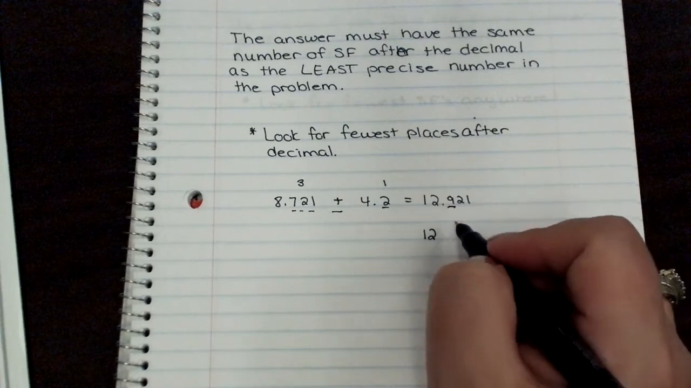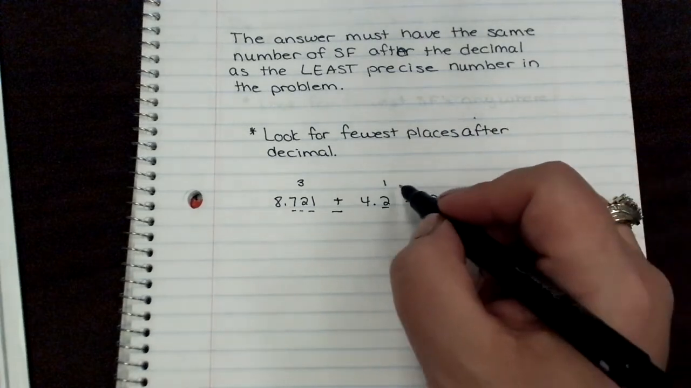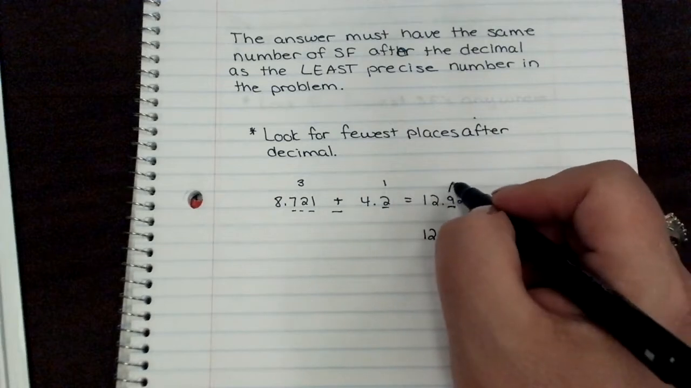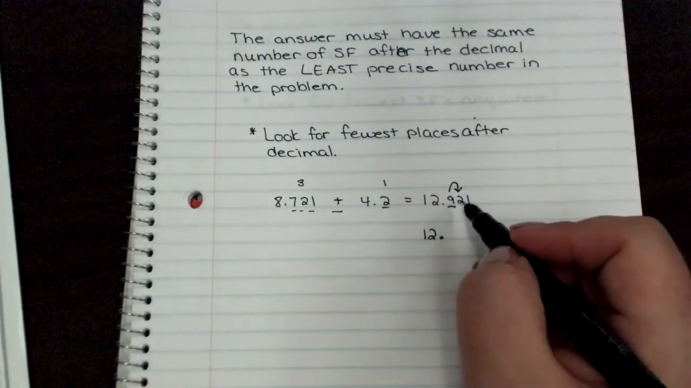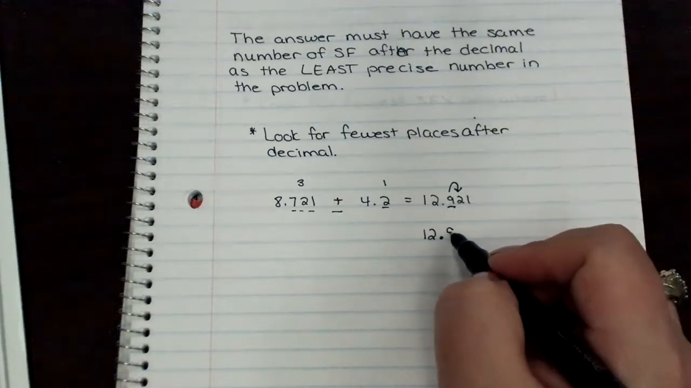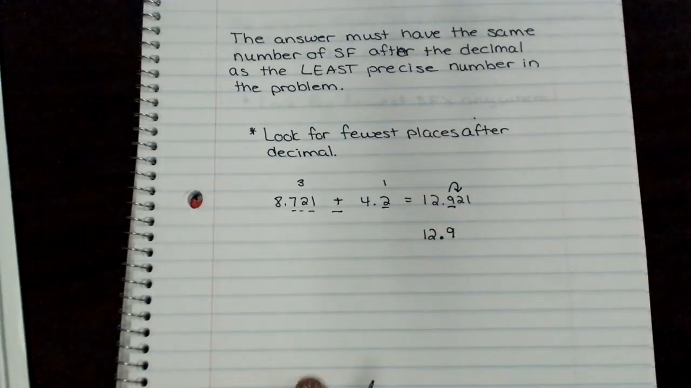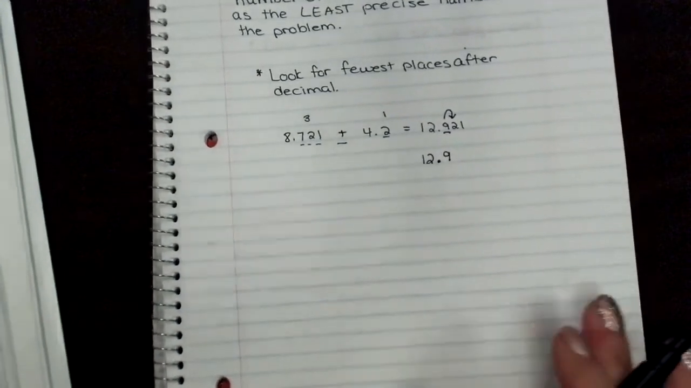I'm going to underline the very first number after the decimal, because that's my 1 sig fig, since I'm trying to match that. I always need to check behind it to make sure it doesn't round up. If it's 5 or greater, I would round up. But this is a 2, so it's going to stay a 9. So my answer would be 12.9. Fewest sig figs after the decimal.